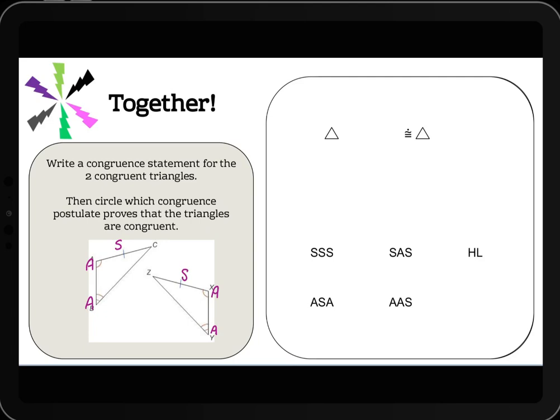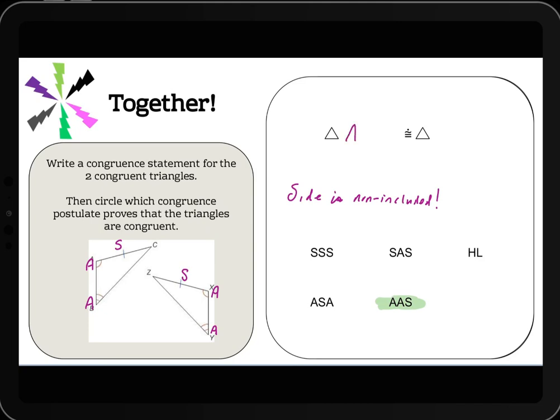I'm going to notice that the side that's labeled is non-included. The side is non-included. That tells me, with the two angles, that the best option here is going to be angle, angle, side. So that's an example of angle, angle, side and what it might refer to.